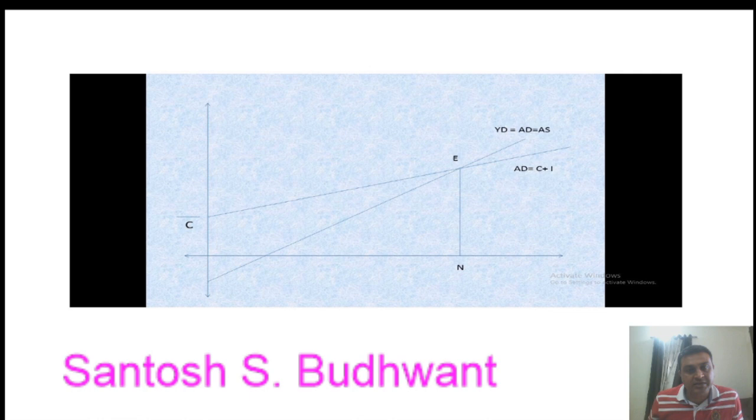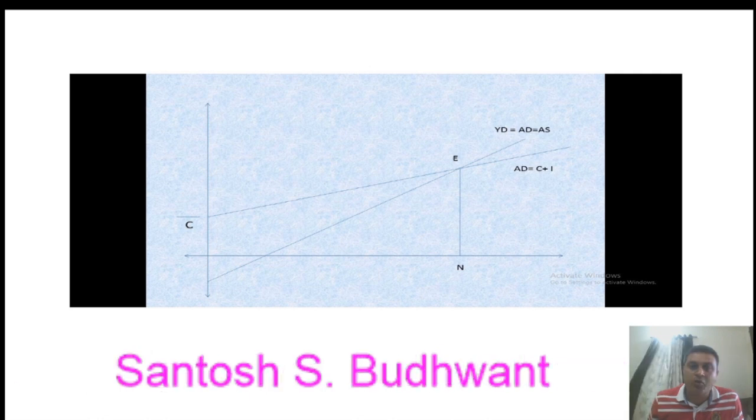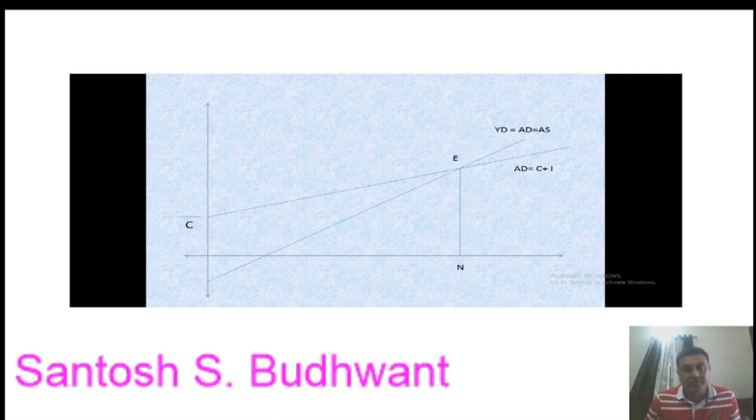At that point E, AD is equal to C plus I and AS, both are equal. After this point, saving moves upward but the consumption share moves downward. It's called the marginal propensity to consume. Consumption is increasing with increasing income, but at a decreasing ratio. So aggregate demand is the total demand for goods and services and also investment.